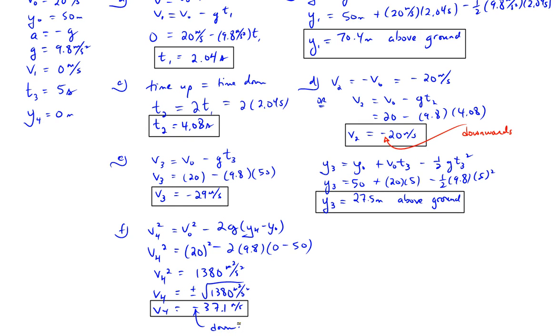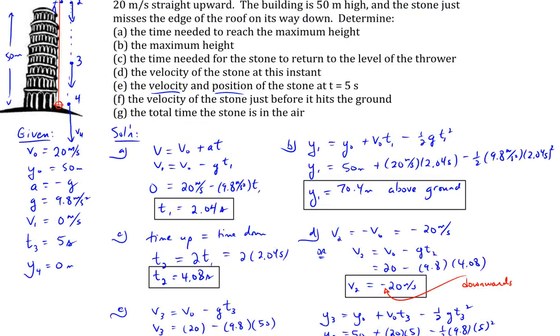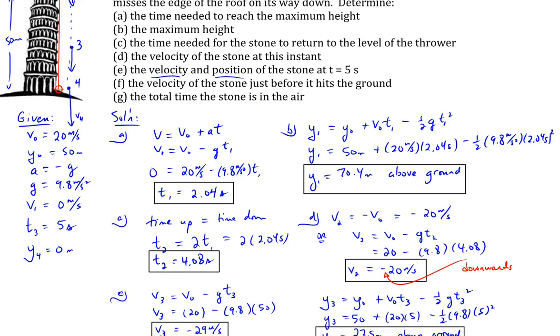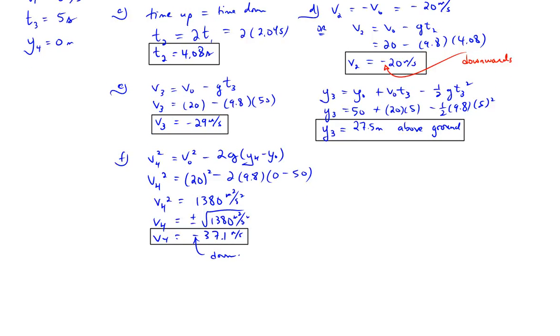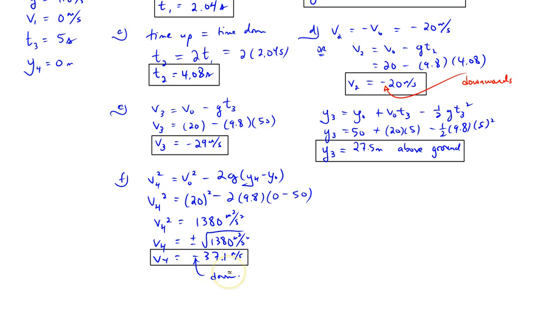Okay, last part. What's the last part asking for? The total time the stone is in the air. Now there's a number of ways to solve this again. I already know the final velocity, right? So I could use that. I could use v sub 4 equals the initial velocity minus g times t sub 4 and solve for t. So this is negative 37.1 meters per second.